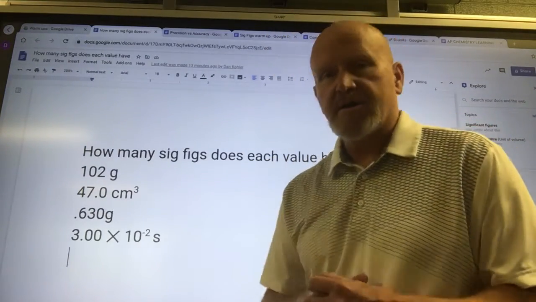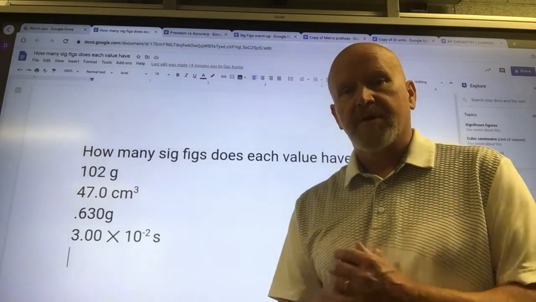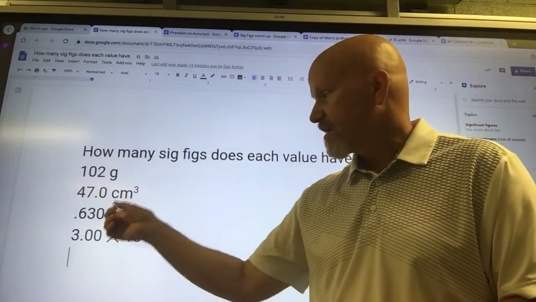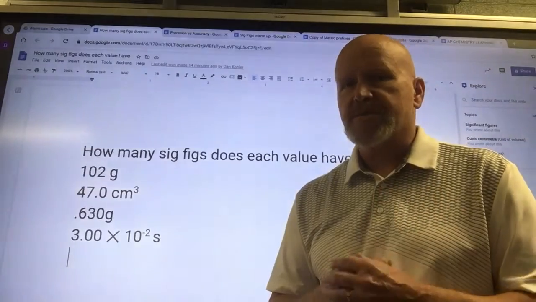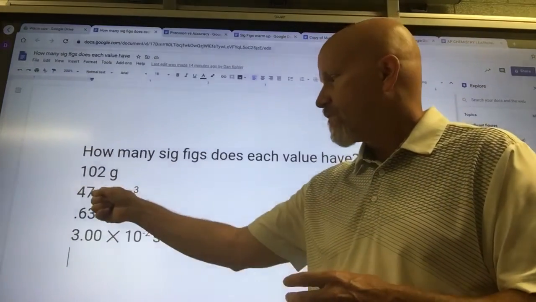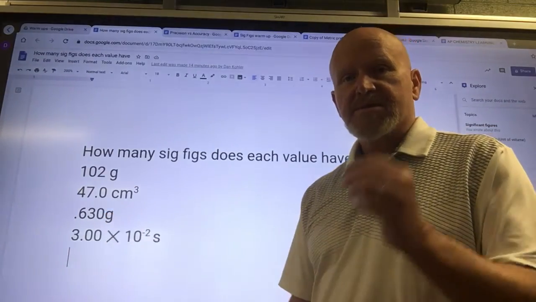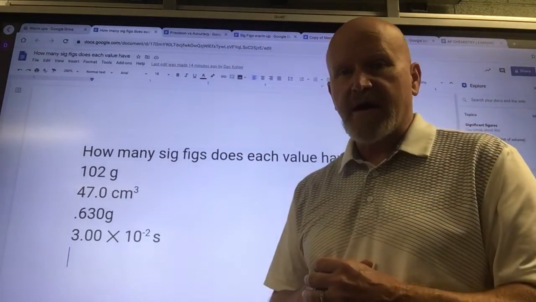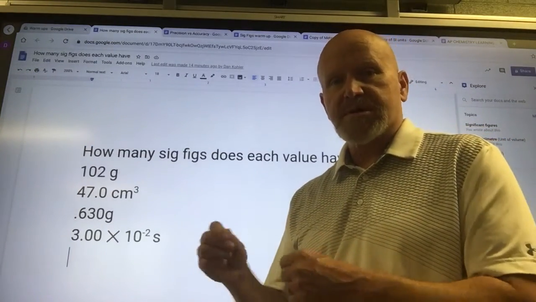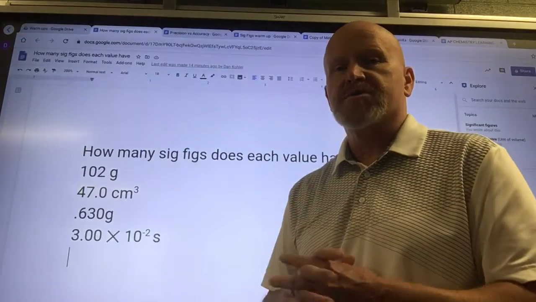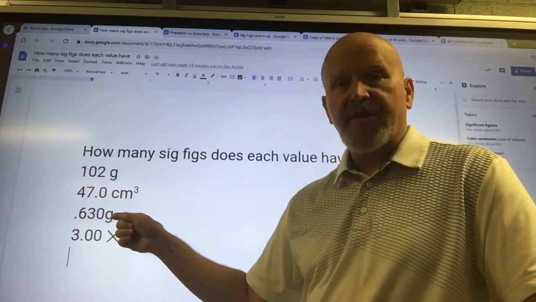How about this guy right here, 0.630 grams? What do you think? A lot of people will say, hey, 2 sig figs. There's a 0 tacked on at the end of the number. That's just a placeholder. Well, no, it's not actually a placeholder. That was just like the 47.0. Final zeros to the right of the decimal means the measuring device goes out that far, and so it wasn't 0.632 or 0.635, it was right on the mark. It was 0.630 grams. Our scales will measure out to the thousandth of a gram.